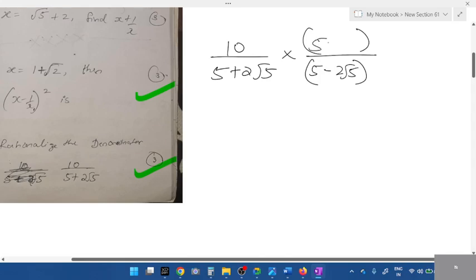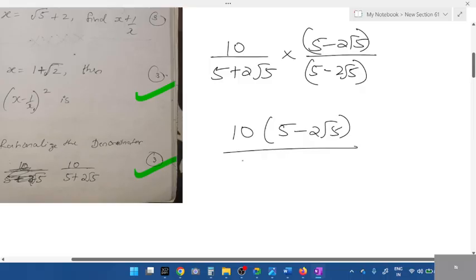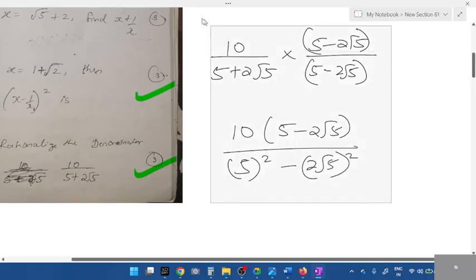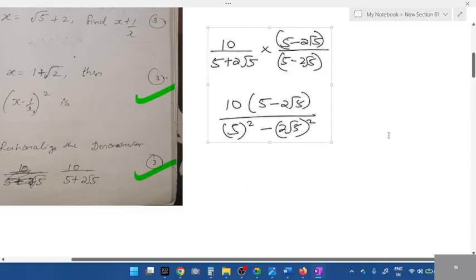Same goes with the numerator as well: 5 minus 2 root 5. So don't open the bracket, just keep it as it is. 5 minus 2 root 5 as it is. Denominator: a square minus b square. 5 square minus 2 root 5 the whole square. How much is 5 square, students? Yes, what did you all get?